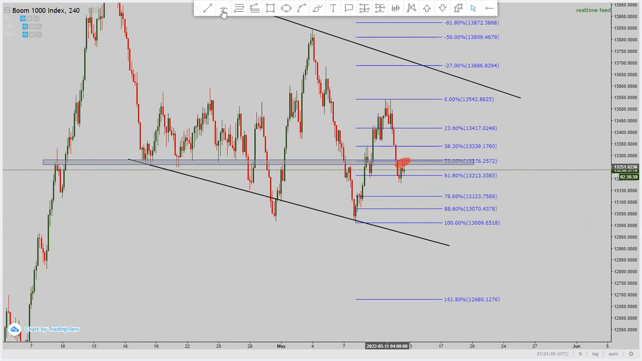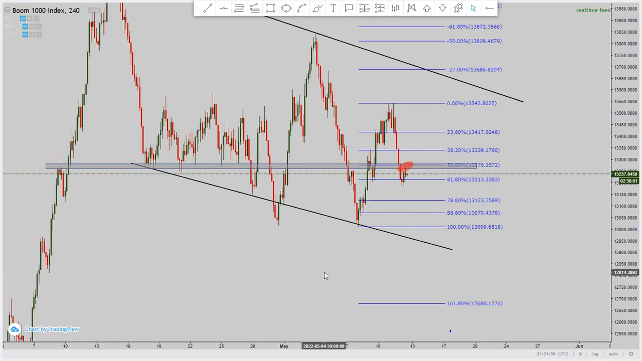But let's say price fails to do that and continues going down. If it continues going down and breaks that trend line, we can enter some sells in this area and see how far we can take those sells. But right now, our bias is still mostly on the bullish side of things. So let's see what price is going to do at that level of resistance, then we can make a decision based on that.